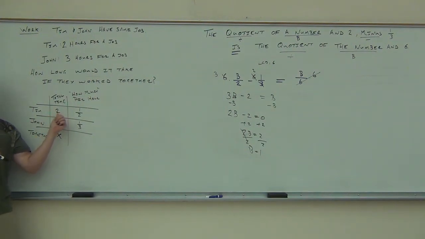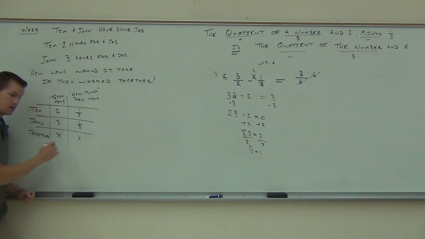Do you see the pattern here? 2 hours, half of the job done each hour. 3 hours, a third of the job done each hour. X hours, what's that going to be? Look at the pattern. 2, 1/2. 3, 1/3. X. It's got to be that, right?